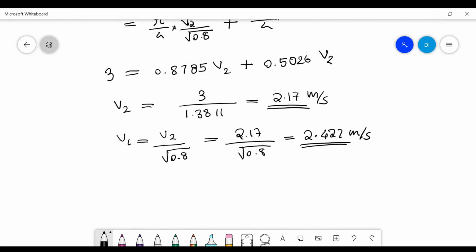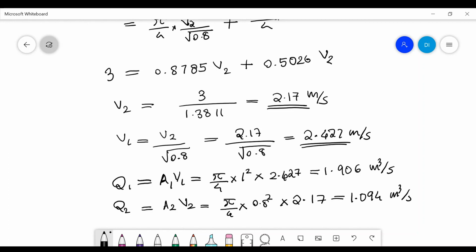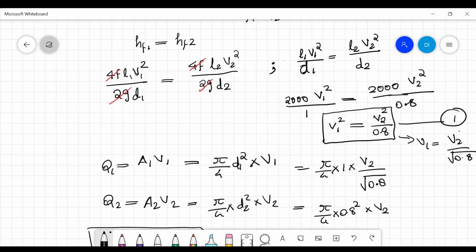So by knowing V1 and V2, we can calculate Q1 and Q2. Q1 is equal to A1 into V1, which is pi by 4 into D1 square, 1 square, into 2.427, and Q2 is A2 into V2, which is equal to pi by 4 into 0.8 square into 2.17. So the values are Q1 is 1.906 meter cube per second and Q2 is 1.094 meter cube per second. So this is the answer for the question. I hope you understand.